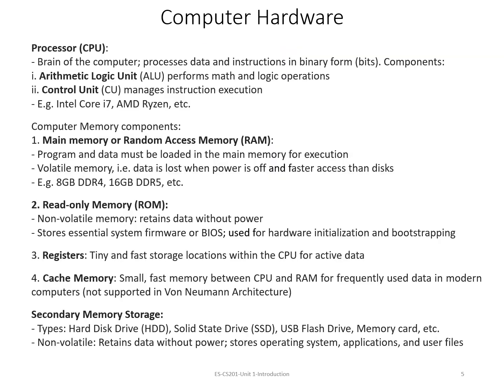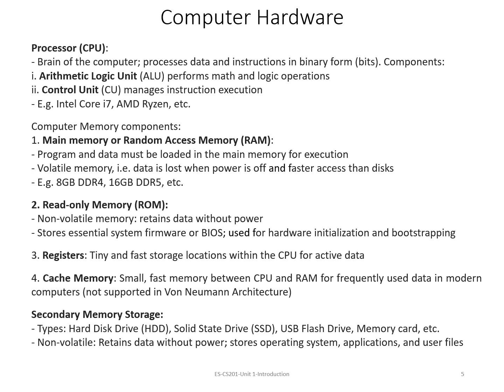Hardware components. Processor, CPU, is the brain of the computer. Processes data and runs programs in binary form, which is represented as bits, zeros and ones. Components: 1. Arithmetic logic unit, ALU, performs mathematical and logical operations. 2. Control unit, CU, manages instruction execution. Examples: Intel Core i7, AMD Ryzen, etc.